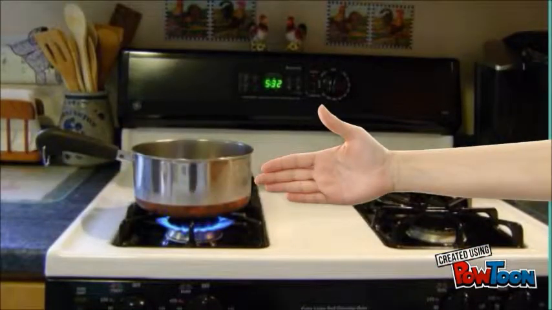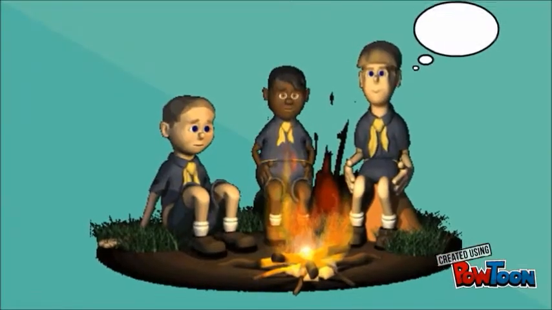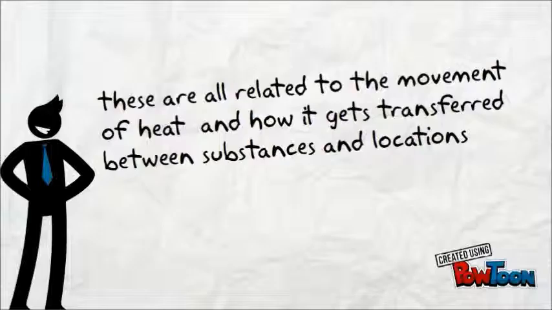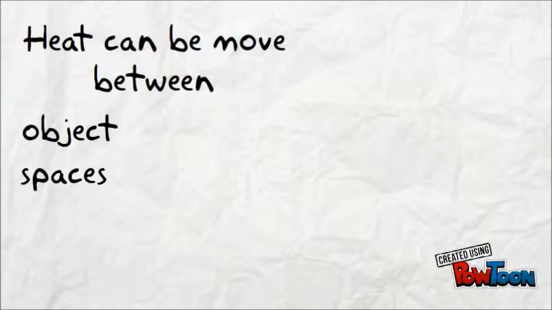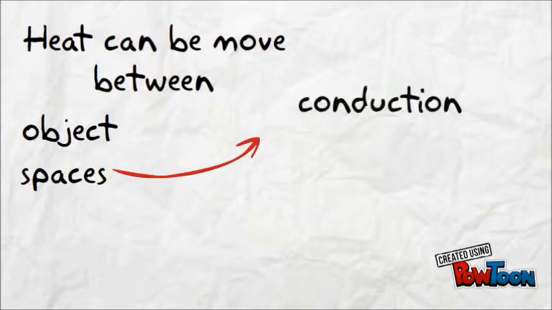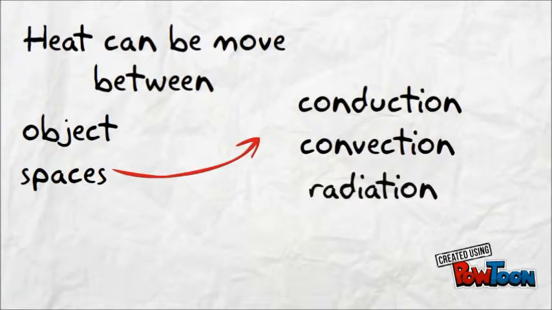Have you ever touched a hot pan and burned yourself? How about warm yourself in front of a nice campfire on a cold night? These are all related to the movement of heat and how it gets transferred between substances and location. Heat can move between objects or spaces, and there are three main ways it does this: conduction, convection, and radiation.